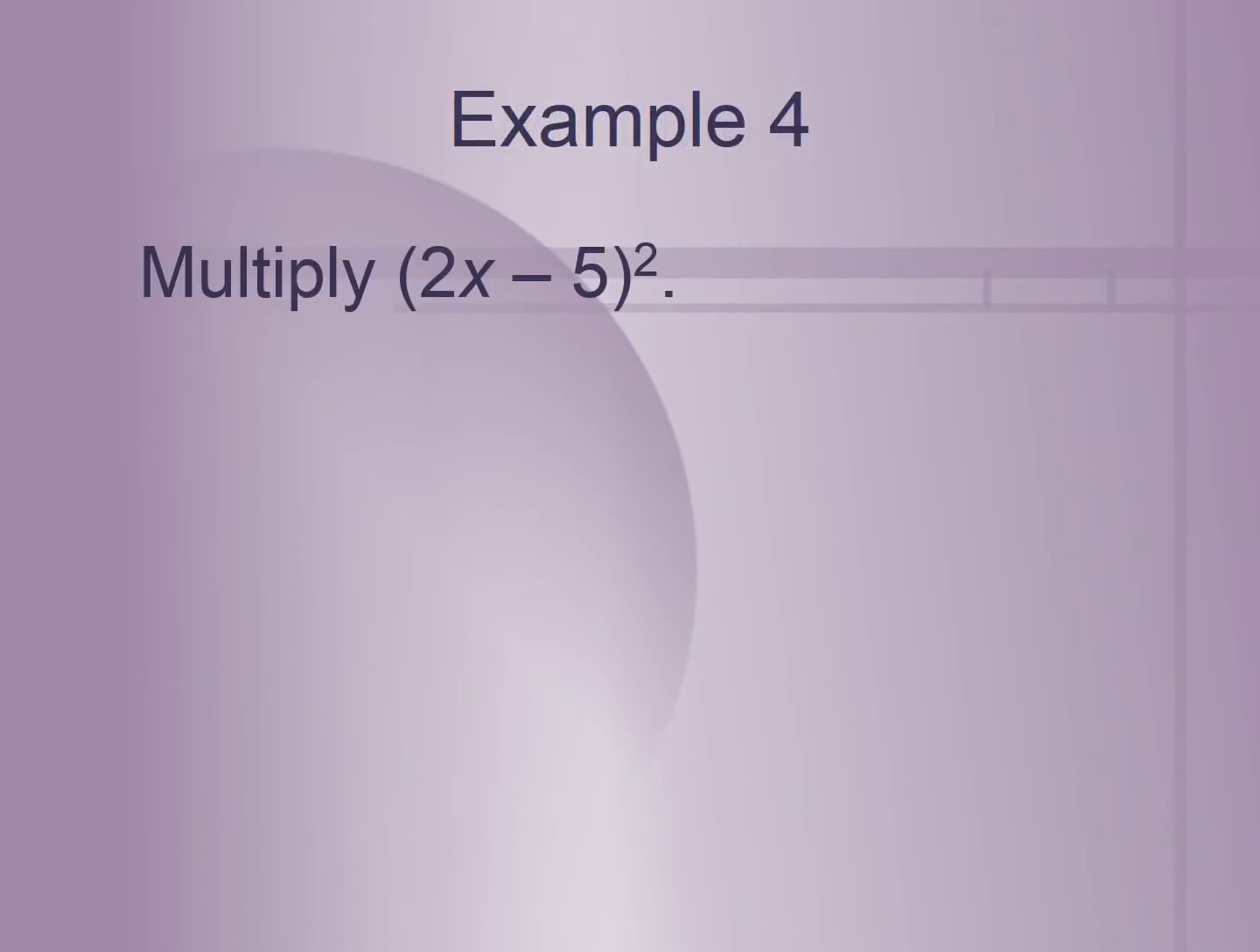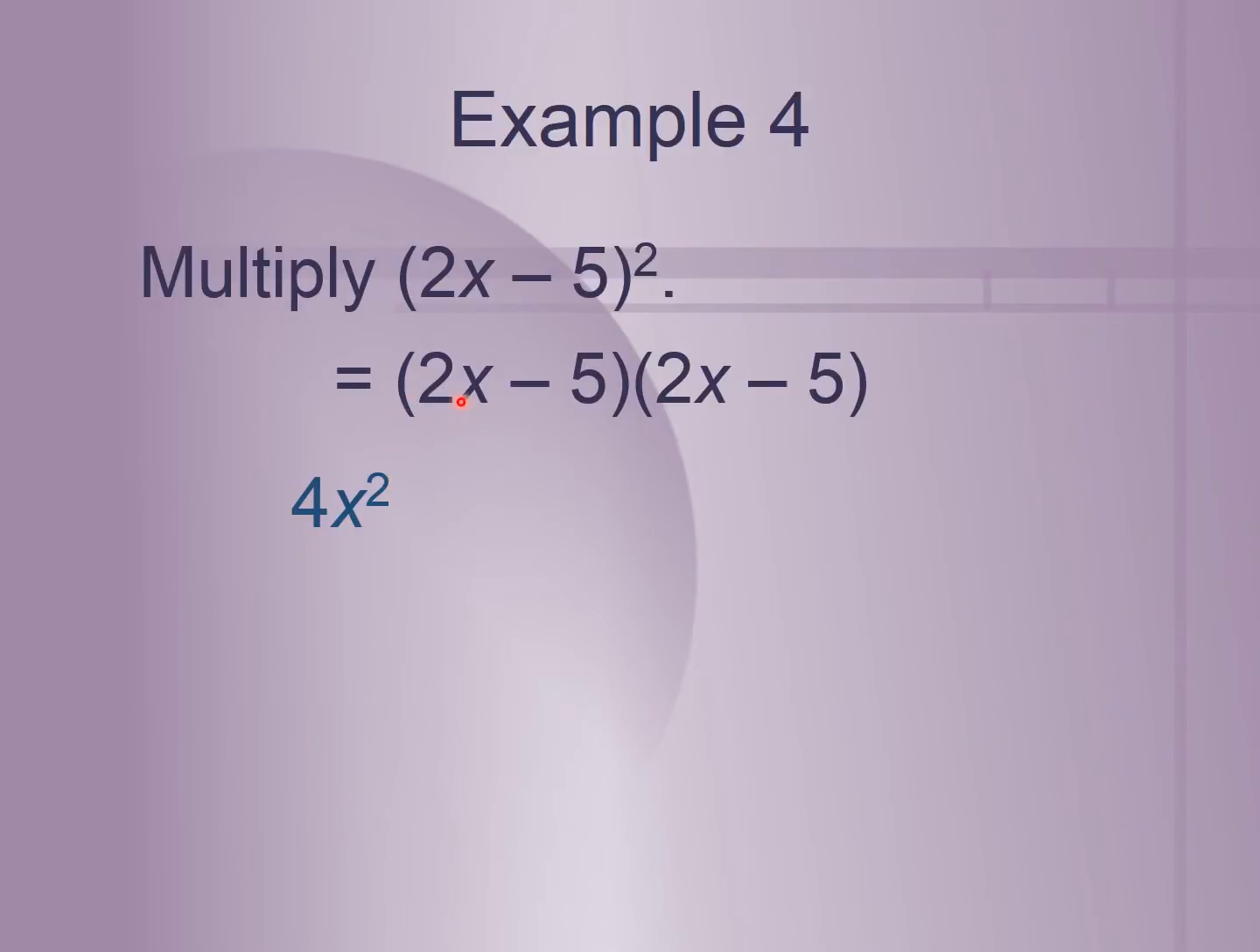So let's try that. Let's do 2x minus 5 squared. So remember, what we're not going to do is just distribute the square. That would be illegal. What we will do is go ahead and expand that. 2x minus 5 squared is actually 2x minus 5 times 2x minus 5. Now we can use FOIL. We'll start with our first terms. 2x times 2x is 4x squared. Then we'll do our outer terms.